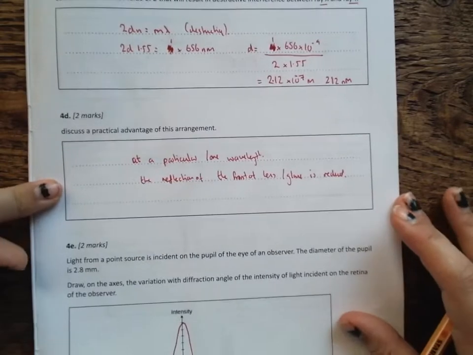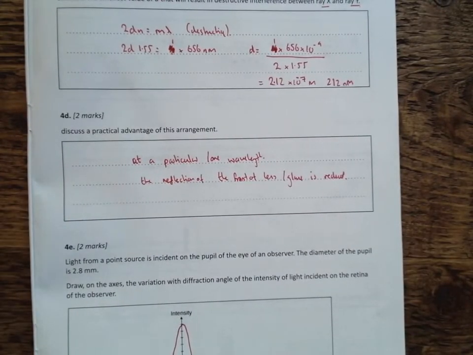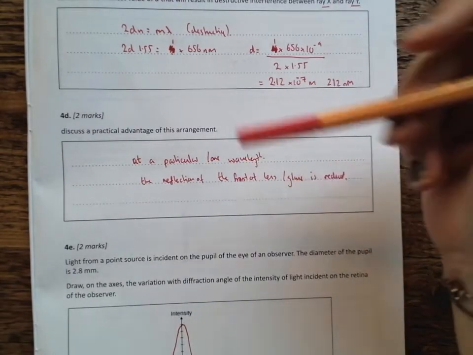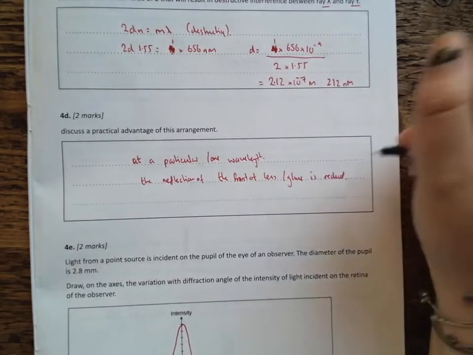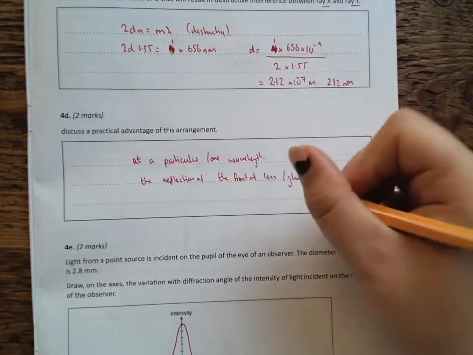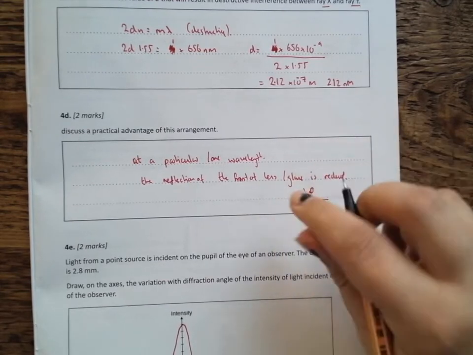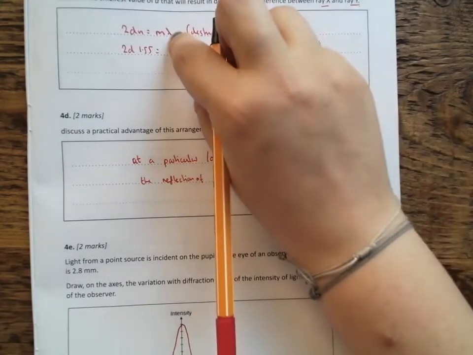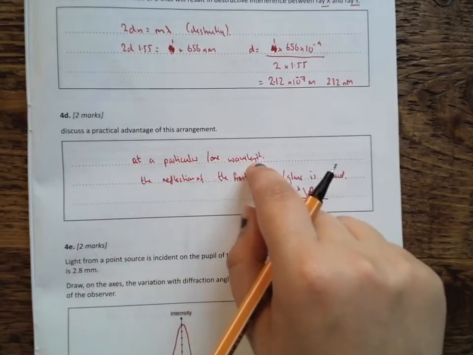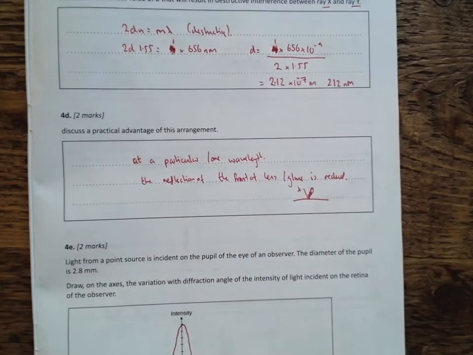Then it says, discuss a practical advantage of this arrangement. Essentially, at one wavelength, or a particular wavelength, maybe it's the wavelength of light that we're dealing with, the reflection off the front of the lens, or the glare, is being reduced. We want to have that destructive interference. If we have the light coming off the lens and we get destructive interference taking place, we're going to get less reflection happening back. But remember, this is specifically for a certain lambda, so at one particular wavelength, the reflection off the front of the lens, the glare, is being reduced.